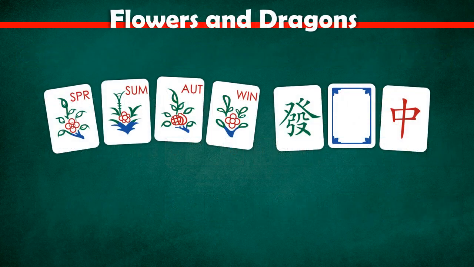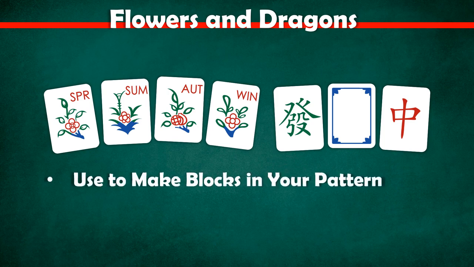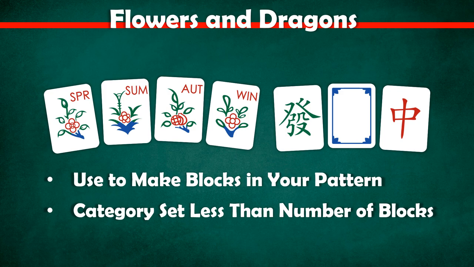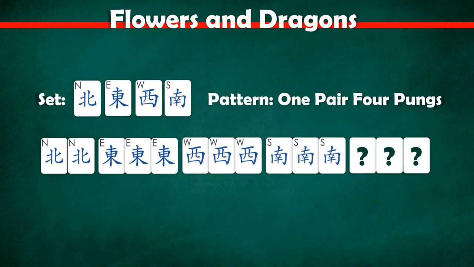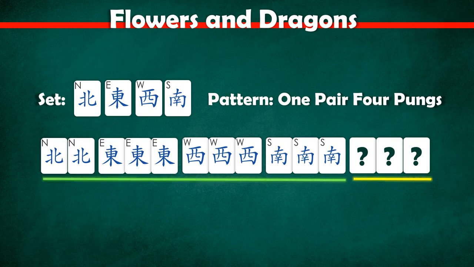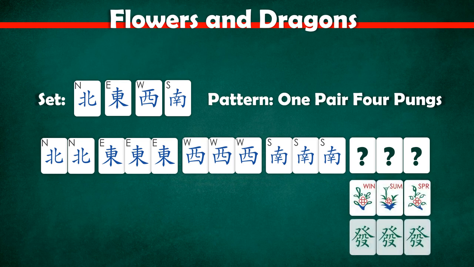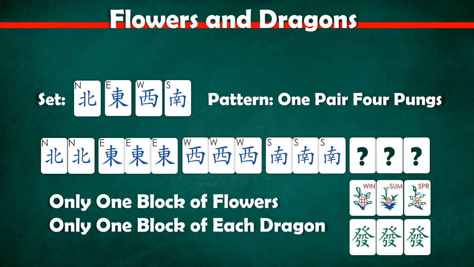You may be wondering what to do with flower and dragon tiles. These are used to fill in blocks once you have used up all the tiles from your category set. The minimum set is either 2 winds or 3 numbers, yet some patterns can have up to 7 different blocks. Blocks of flowers or dragons are used to complete the pattern. For example, the pattern of 1 pair and 4 pungs has 5 blocks. If you use a set of winds, 4 blocks will be the wind tiles. Then you can make the 5th block with a block of flowers or a block of any dragon. You can only make 1 block of flowers and only 1 block of each color of dragon.